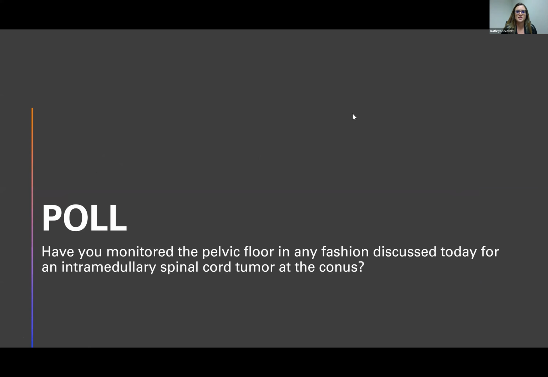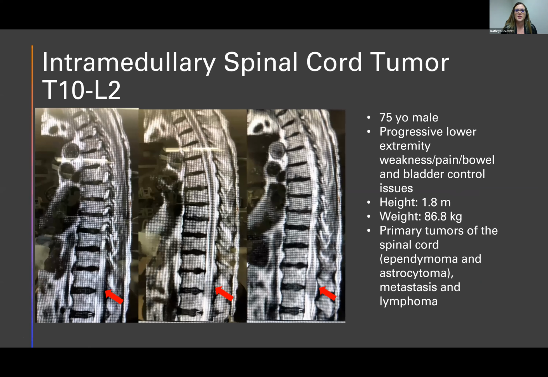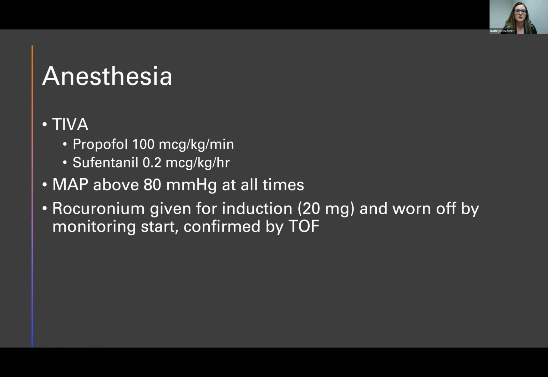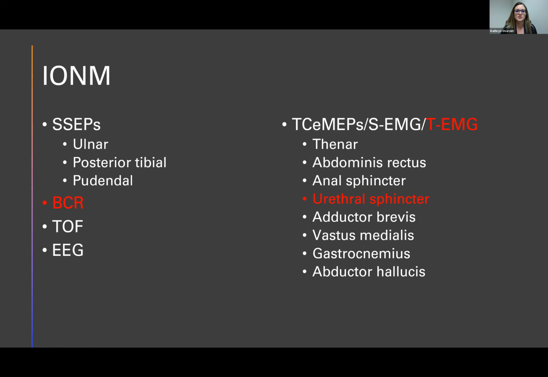All right, so we have an example case. T10 to L2, 75-year-old male. He had progressive lower extremity weakness, pain, bowel and bladder control issues, and primary tumors of the spinal cord, which you can see in the scans to the left. We did Ativa anesthesia, kept the MAP up, and no muscle relaxant was on board by monitoring start. The two modalities we're going to focus in on for this are the BCR and the urethral sphincter TEMG that were critical in the development of this case.